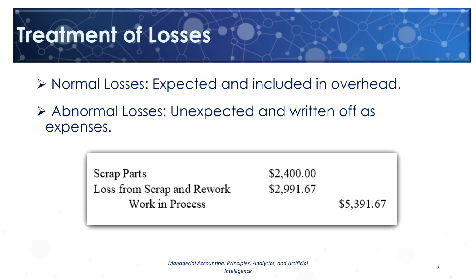In the case of an abnormal loss, we generally would credit work in process to pull the item out of inventory. If the item has any residual value, we might debit another asset account, such as maybe an account like scrap parts. The difference is a loss from scrap, rework, or whatever account we're using to describe the type of loss.